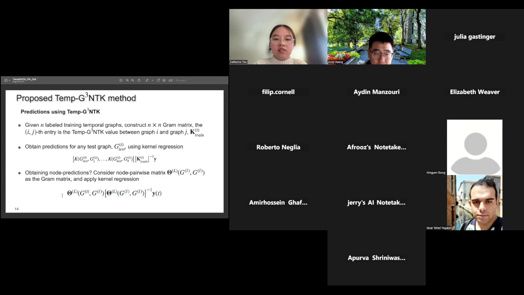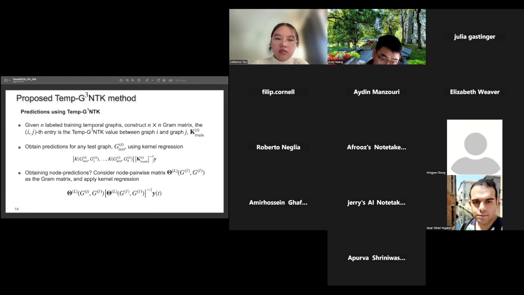Just to clarify, for the middle one, for any test graph, you are doing graph level prediction. You're predicting a binary label or you're doing a regression? So what exactly is the task? Oh, the task for the middle one is temporal graph classification. Okay, so a binary classification. Yeah, we could do binary class or multiple class, but currently in our experiments, our dataset only supports binary classification.